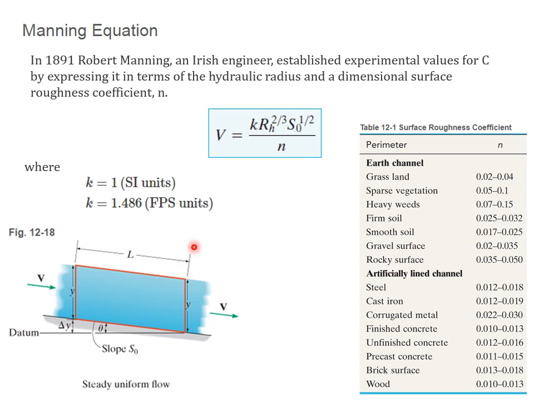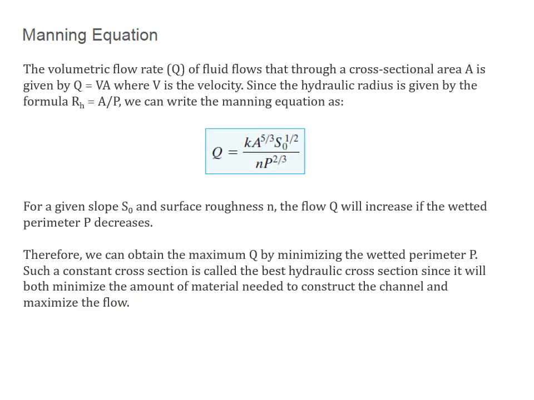So the Manning equation is the following equation. K here is a constant based on what units you choose. If you choose SI units or English units, you choose 1 or 1.486. The volumetric flow rate Q of a fluid that flows through a cross-sectional area A is given by Q equals V times A, as we've seen before, where V is the velocity. Since the hydraulic radius is given by the formula RH equals A divided by P, we can rewrite the Manning equation in this more useful form.